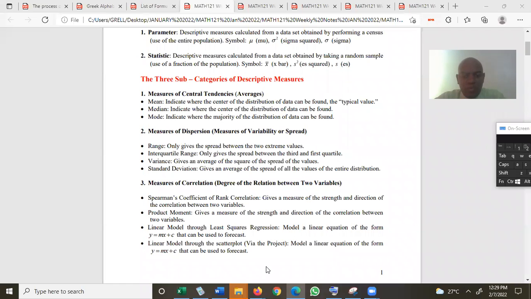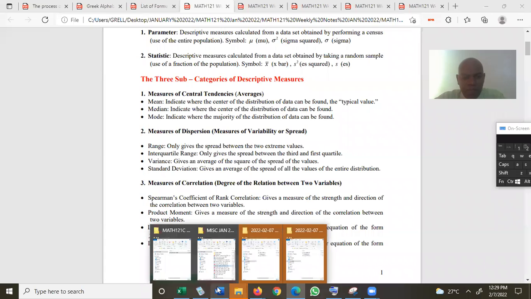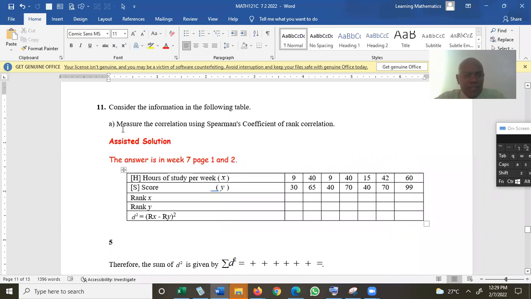Yes, so we are number 11. Number 11, consider the following, the information in the following table. Measure the correlation using Spearman's coefficient of rank correlation. Assistant is in week 7, page 1 and 2.